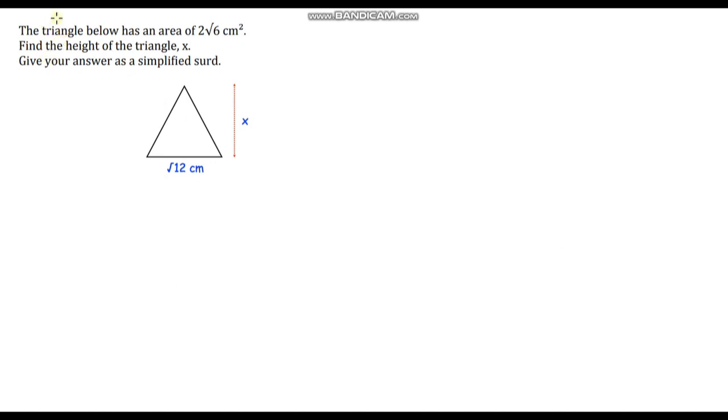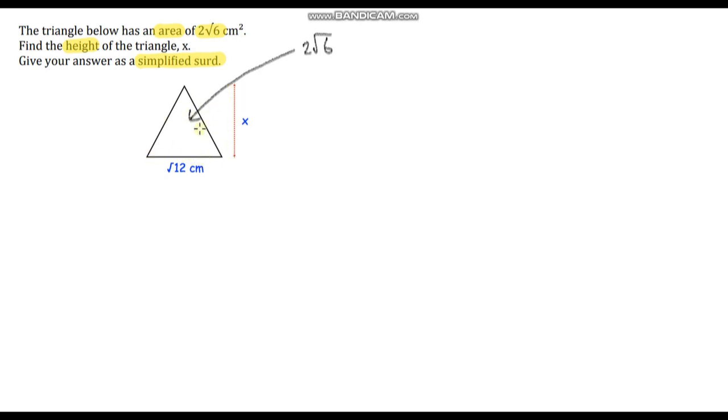Okay, the next question. The triangle below has an area of 2 root 6 centimeters squared. Find the height of the triangle. Give your answer as a simplified surd. So let's just see what we've got so far. So the area, let's write the area inside our triangle. That is 2 root 6. We know the base of our triangle. We need to calculate the height.